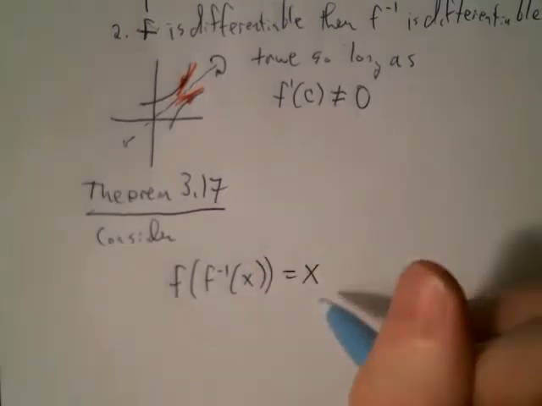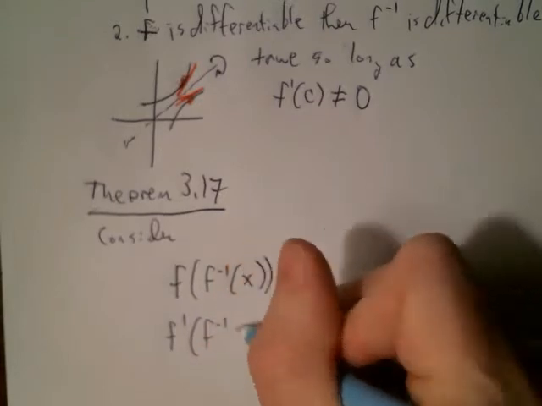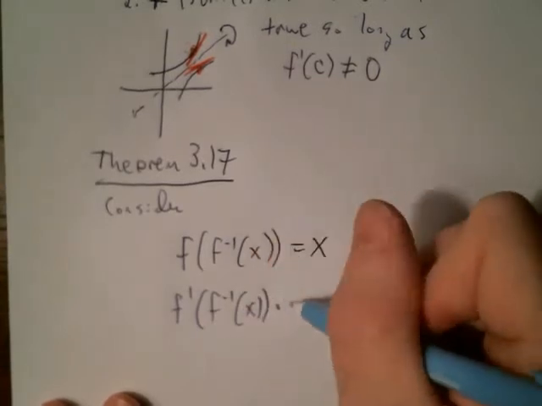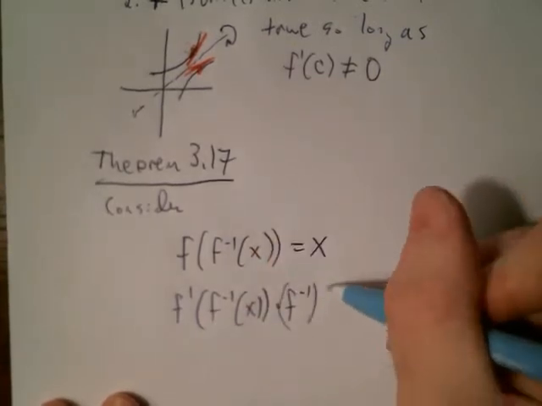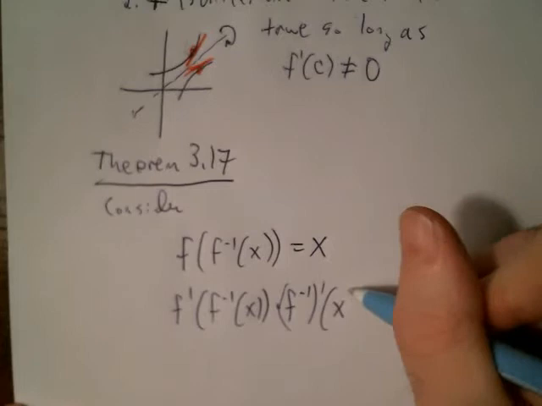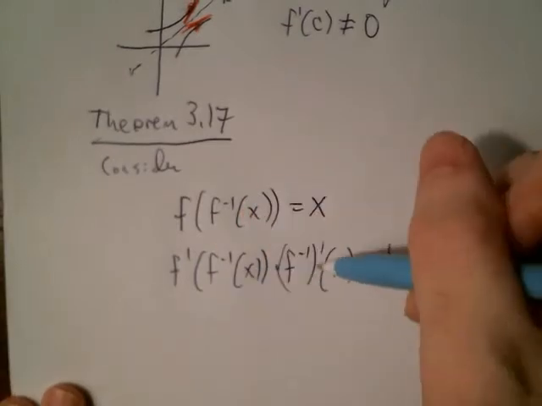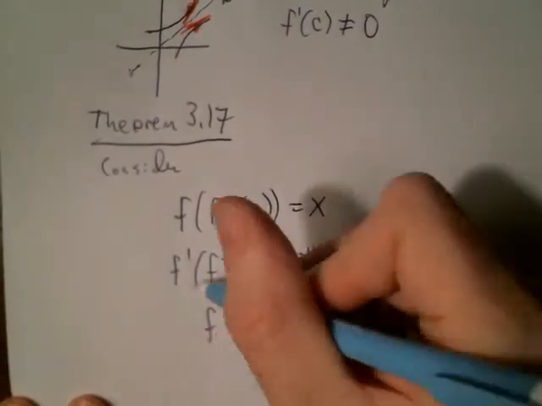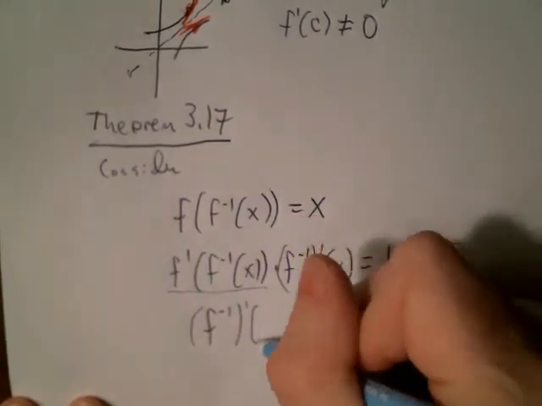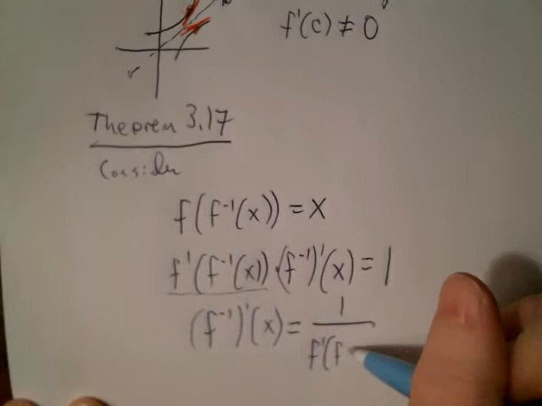So we have this expression, and I want to take the derivative of it. I'll have f prime of f inverse of x, and then you multiply by the derivative of the guts. That's what we're looking for: the derivative of f inverse. On the right-hand side, the derivative of x is 1. So we can solve for the derivative of f inverse by dividing both sides by this portion. You get f inverse prime of x equals 1 over f prime of f inverse of x.